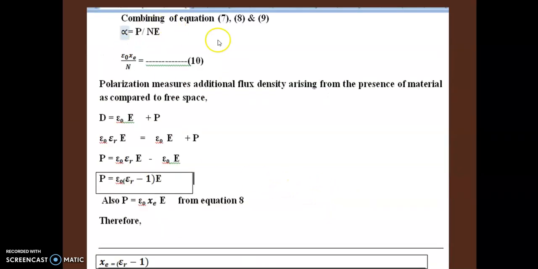Okay, so let us start today's derivations. Write down in your notebook. Today we will see the derivation: the relationship between permittivity, relative permittivity, and polarizability. Write down: relationship between relative permittivity and polarizability. So polarizability is alpha. Okay.